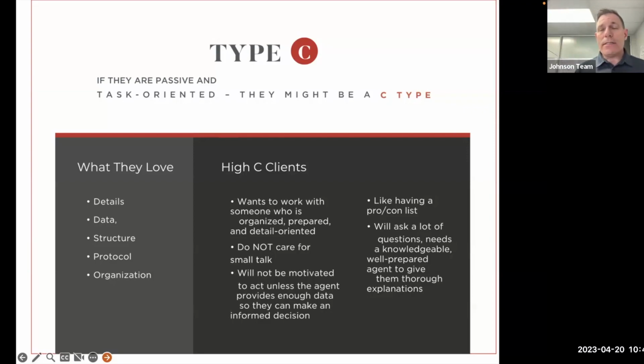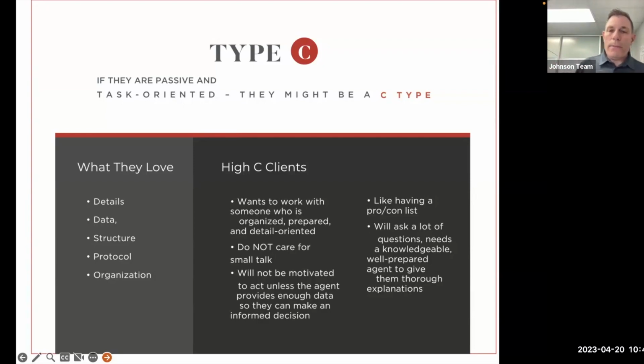C and D personality types are very cool. I's and S's are very warm. So what a high I agent is going to do is overcompensate for this person's lack of interest. They're thinking, oh my God, I've got to make this person my friend, and something like that.